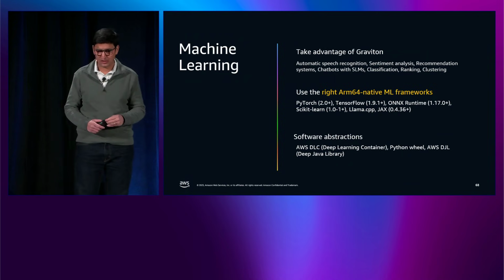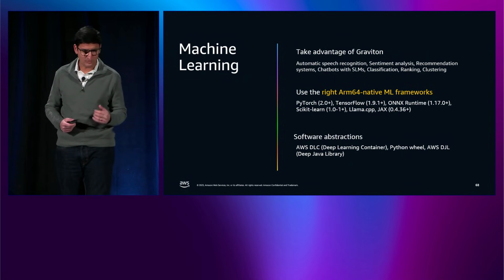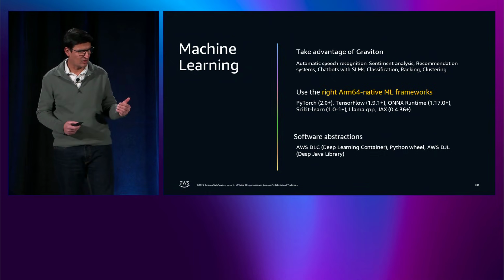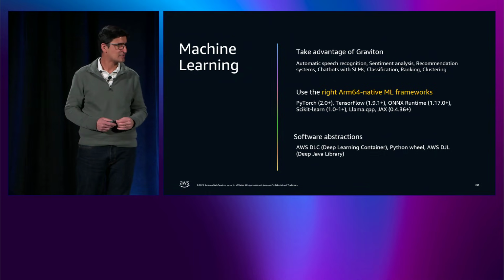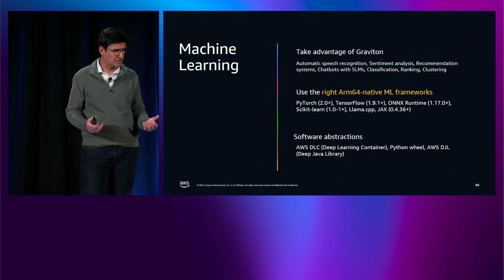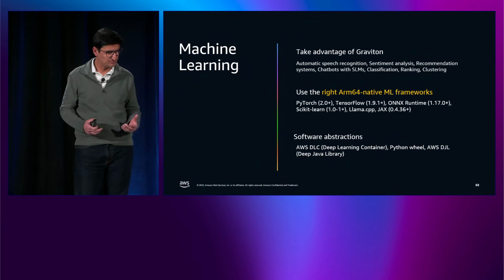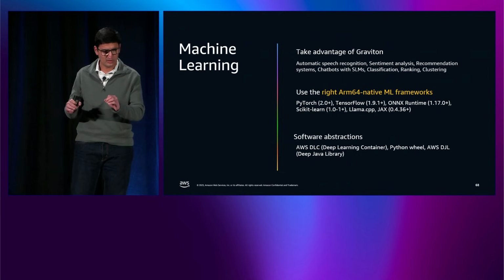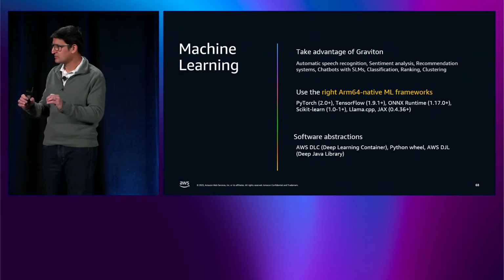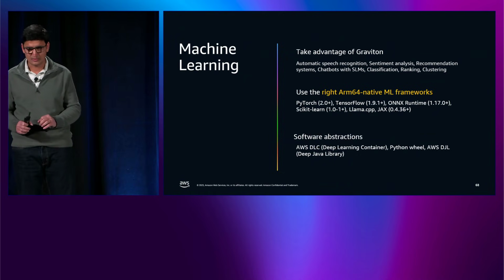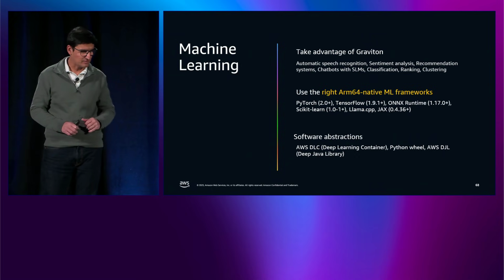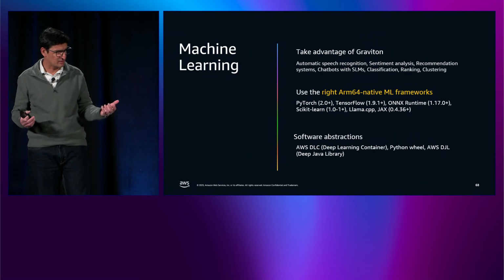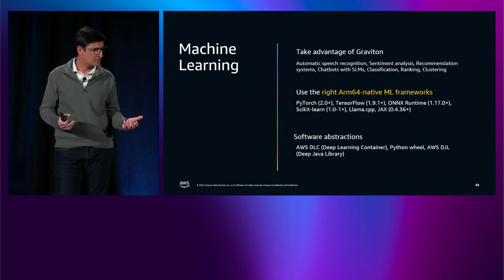Machine learning. We're seeing a lot of customers use Graviton for machine learning, specifically for use cases like automated speech recognition, sentiment analysis, recommendation systems, chatbots. Just make sure to use the right ARM64 native machine learning frameworks, the versions that we've called out here. We also have software abstractions to make it simpler, like AWS deep learning containers.